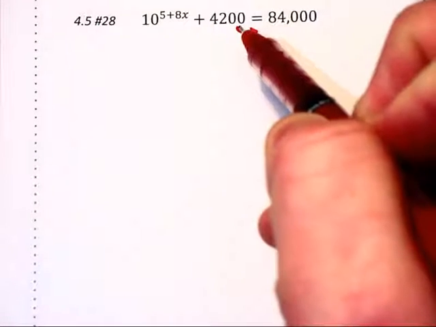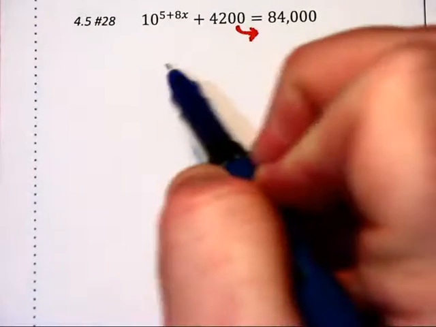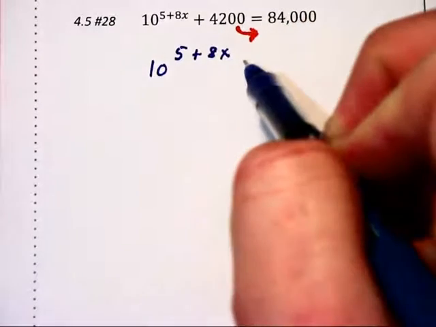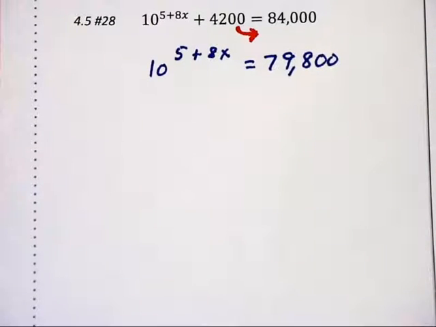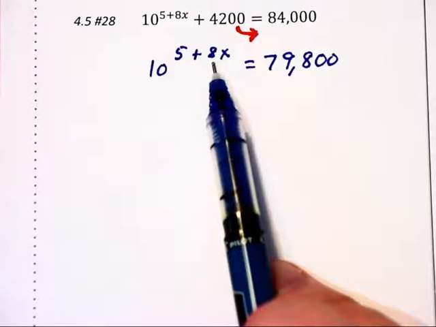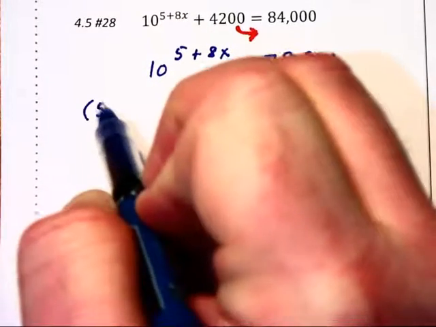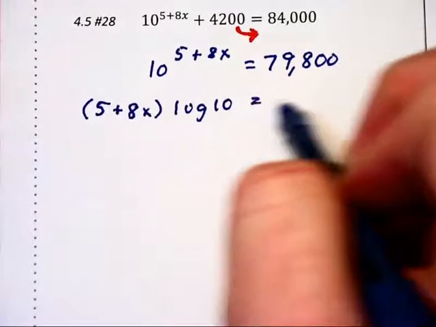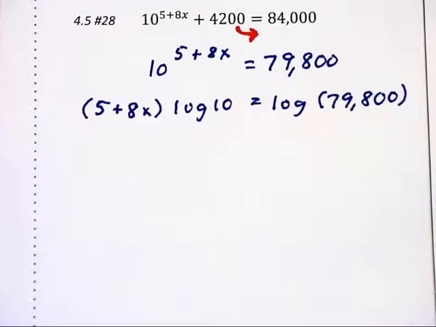Let's begin this exponential equation by subtracting 4,200 off of each side. This gives us 10 raised to the 5 plus 8x power is equal to 79,800. Now, since our x is trapped up in the exponent position, that's the clue that tells us we want to log each side. Logging the left brings the 5 plus 8x out front times the log of 10, and that is equal to the log of 79,800 on the right hand side.